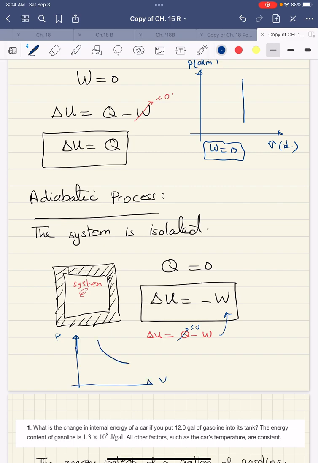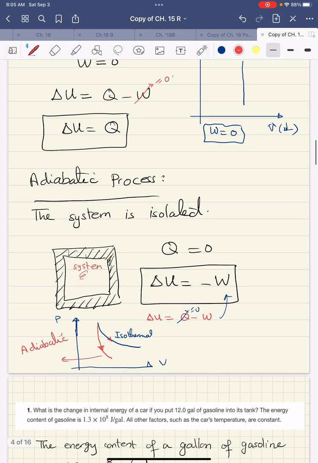Now, one thing that I want you to know is that if I have PV diagrams, and this one is the isothermal, the adiabatic is going to be something like this. It's steeper. Then this can be adiabatic, and that one is isothermal. You need to be able to differentiate between the two.